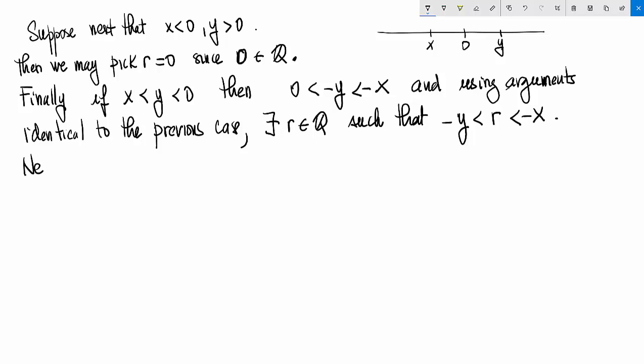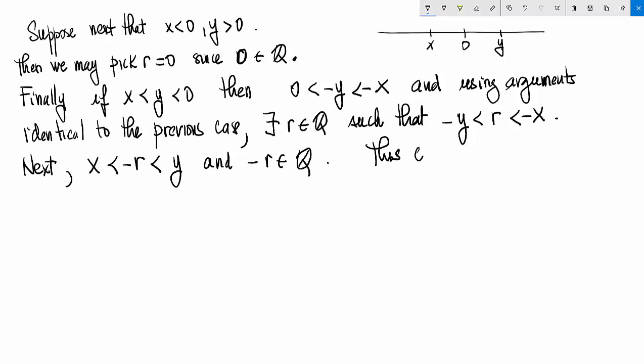Next, multiplying this compound inequality by negative again, we obtain that x is less than negative r, which is less than y, and of course negative r is a rational number. So we can also find a rational number sitting in between x and y if x and y are less than 0. And this completes the proof. We have exhausted all possibilities. Okay. All right.